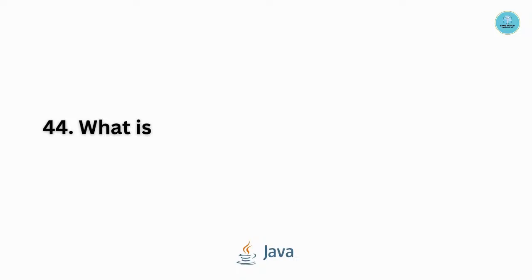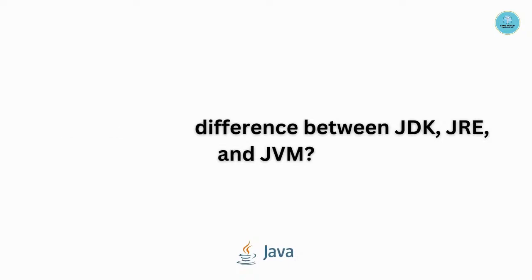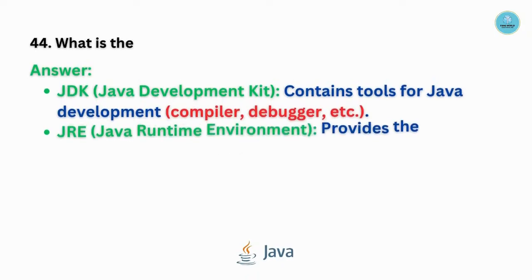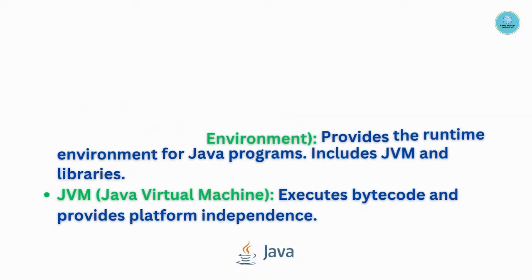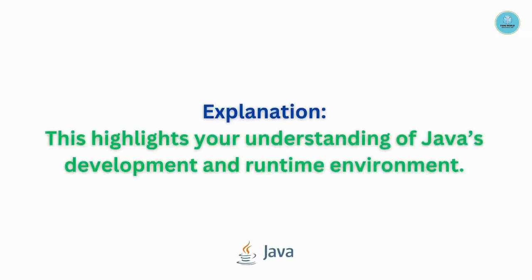Question number 44. What is the difference among JDK, JRE and JVM? JDK, that is the Java Development Kit, JRE, that is the Java Runtime Environment, and JVM, that is the Java Virtual Machine. Let's talk about JDK. It contains tools for Java development like compiler and debugger, etc. JRE provides a runtime environment for Java programs, including the JVM and libraries. JVM, that is the Java Virtual Machine, executes bytecode and provides platform independence. This highlights your understanding of Java's development and runtime environment.